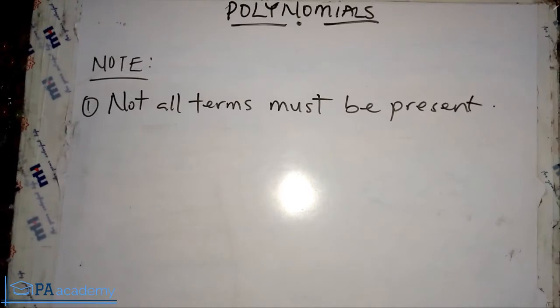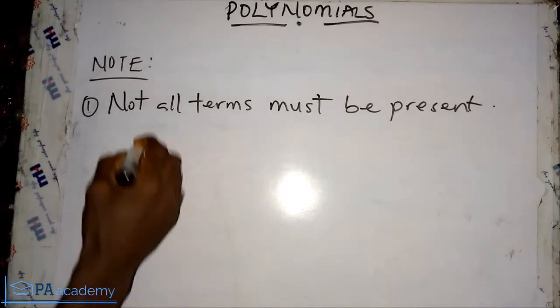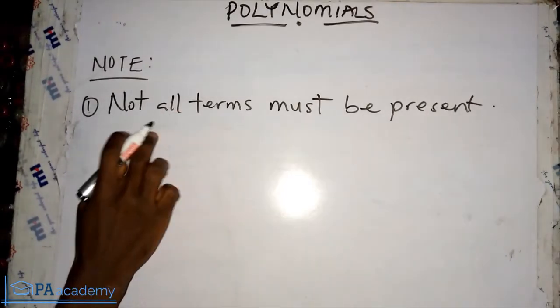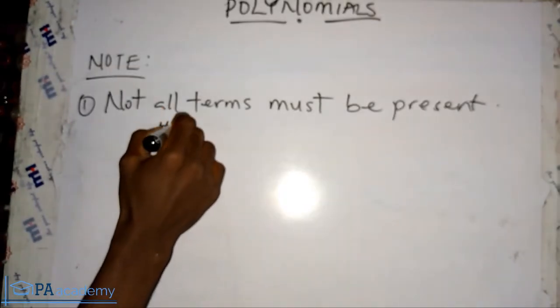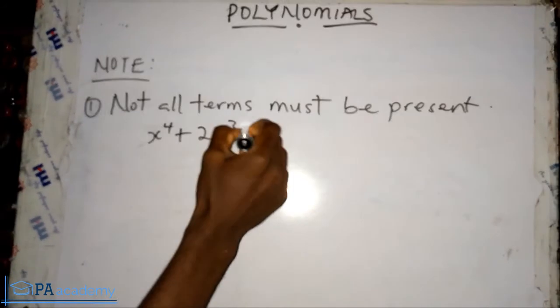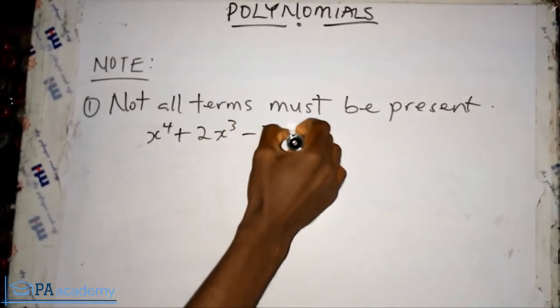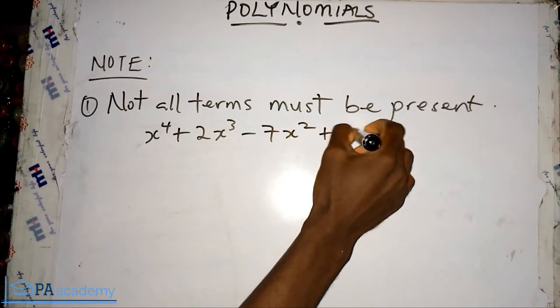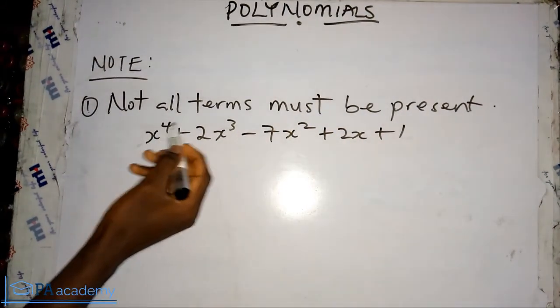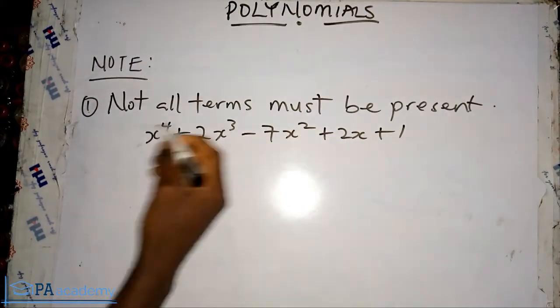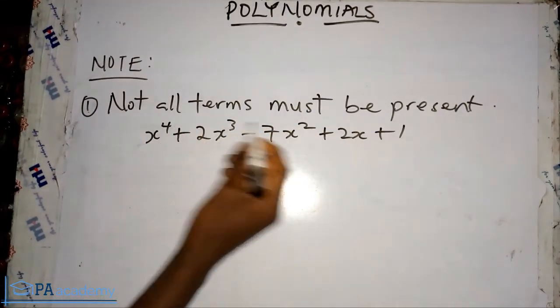So if you are dealing with a polynomial whereby the highest degree is 4, what you might be familiar with is, maybe you have x raised to the power 4 plus 2x raised to the power 3 minus 7x squared plus 2x plus 1. You can see that in the degrees we have 4, 3, 2, 1. You can see how it is decreasing like that. All of them are present.